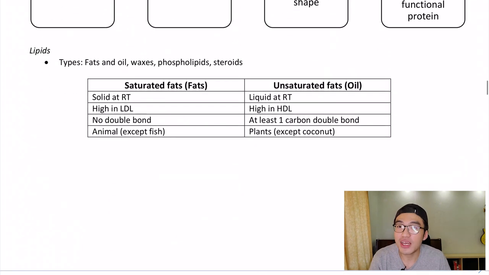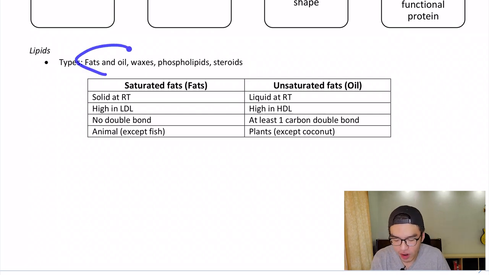Moving on, you have your lipids. So lipid, you have fats and oil, waxes, phospholipid, and steroid. Steroid is the hormones in your body. So fats and oil is our focus.